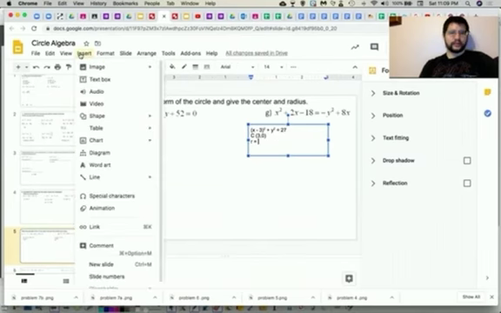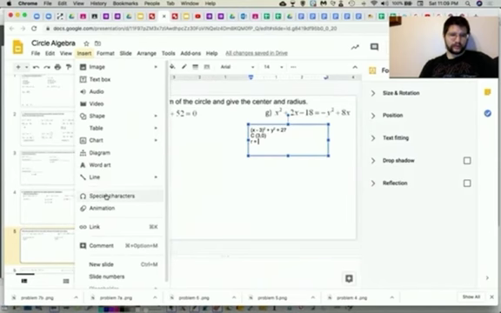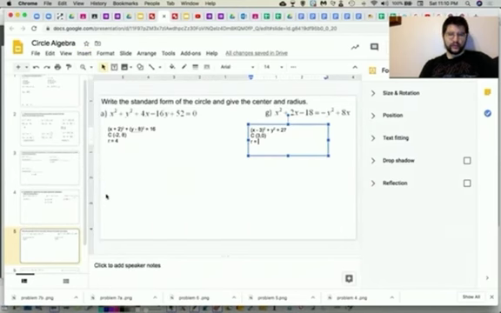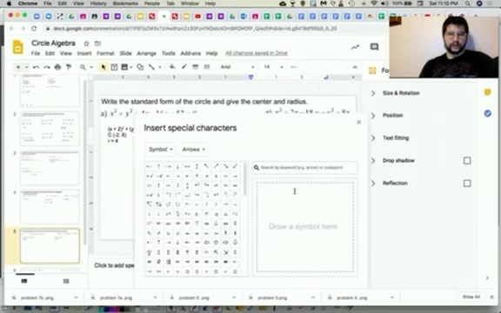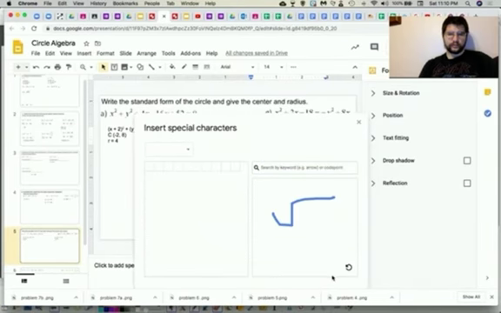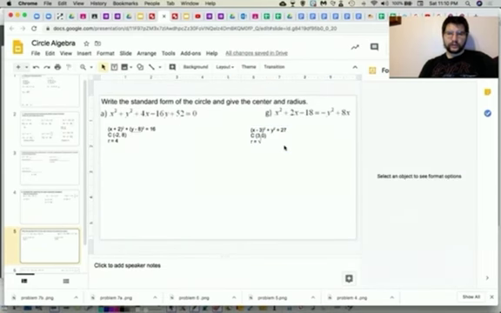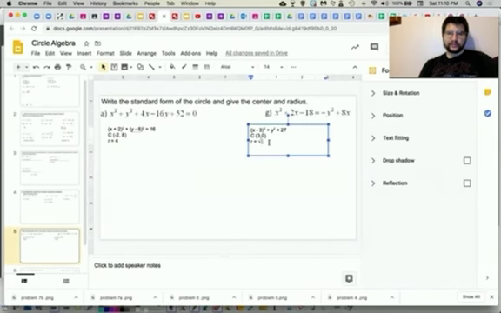Let me see if we can insert a special character. And let's see, I want a square root. Square root. Hey, look at that. It's there. Square root 27. Yay. Not perfect, but hey, it'll work.